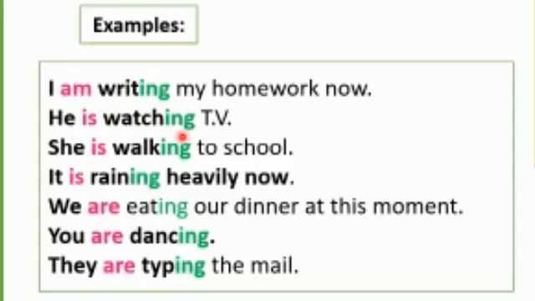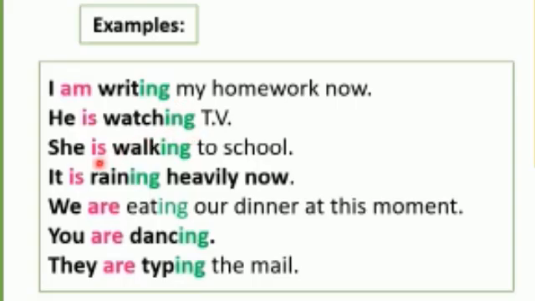He is watching TV. He is the subject, is is the verb to be, okay, we use am with the pronoun I, is with the third person singular subjects he, she, and it. With we, you, and they, we use the verb to be are. So look here, he is watching TV. Watch is the main verb. Add ing at the end of the verb to make it in the progressive form.